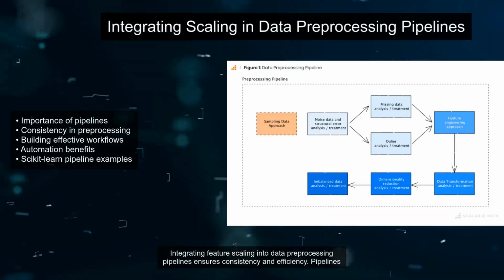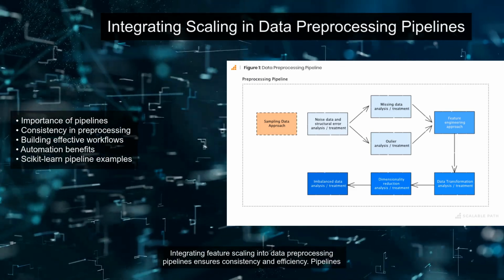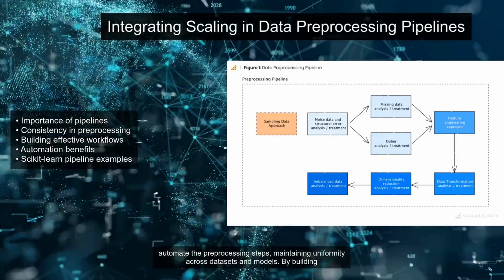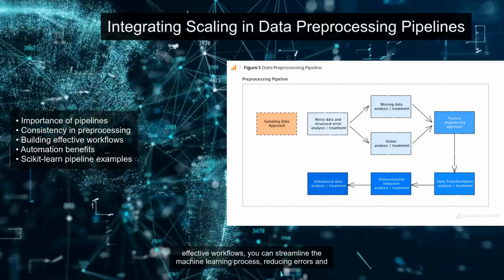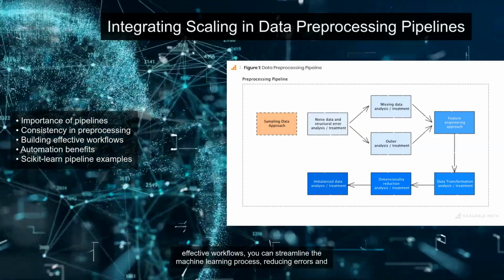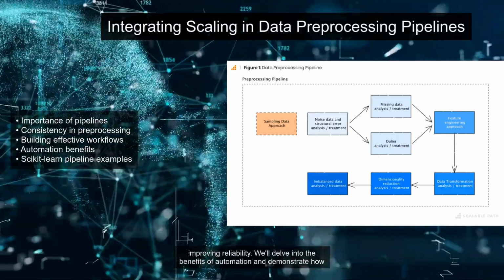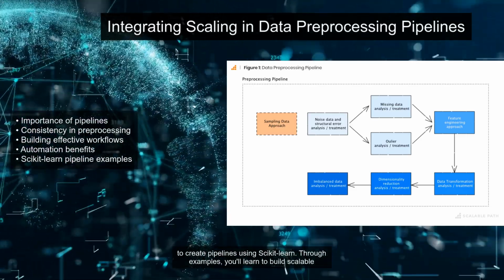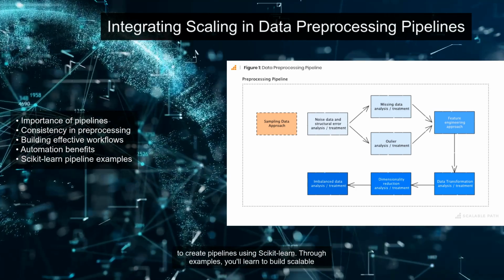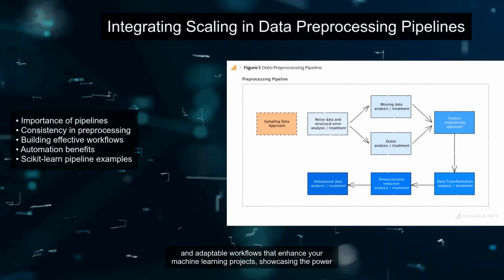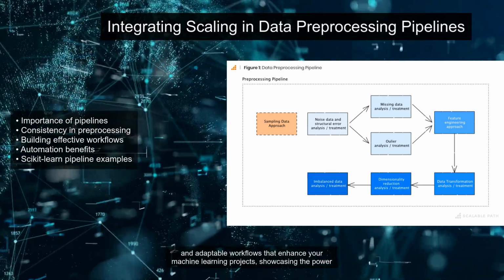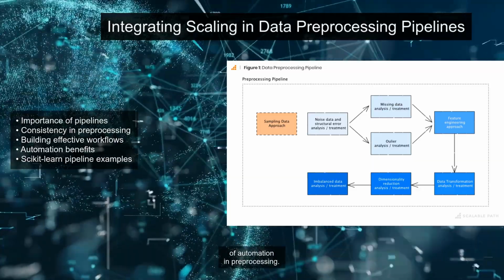Integrating feature scaling into data preprocessing pipelines ensures consistency and efficiency. Pipelines automate the preprocessing steps, maintaining uniformity across datasets and models. By building effective workflows, you can streamline the machine learning process, reducing errors and improving reliability. We'll delve into the benefits of automation and demonstrate how to create pipelines using Scikit-learn. Through examples, you'll learn to build scalable and adaptable workflows that enhance your machine learning projects, showcasing the power of automation and preprocessing.